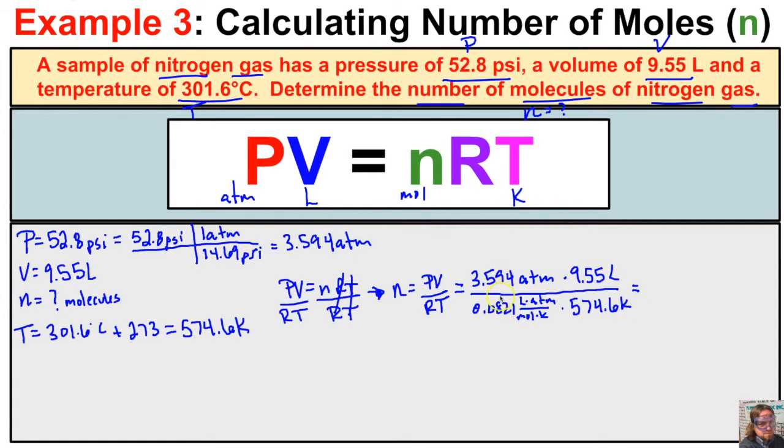And so when we put this in our calculator, the way that the calculators work is you're going to have to put everything in the denominator in parentheses. If you're going to multiply these two terms on the bottom, make sure you put everything in the denominator in parentheses. So we'll take 3.594 times 9.55, and we're going to divide this by parentheses 0.0821 times 574.6. Close those parentheses, and we end up with 0.7276.